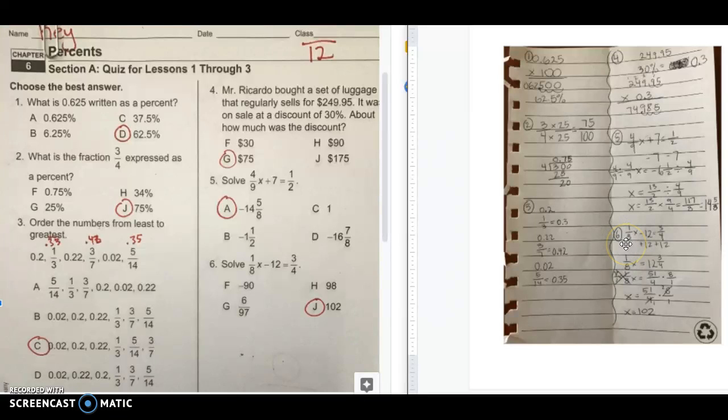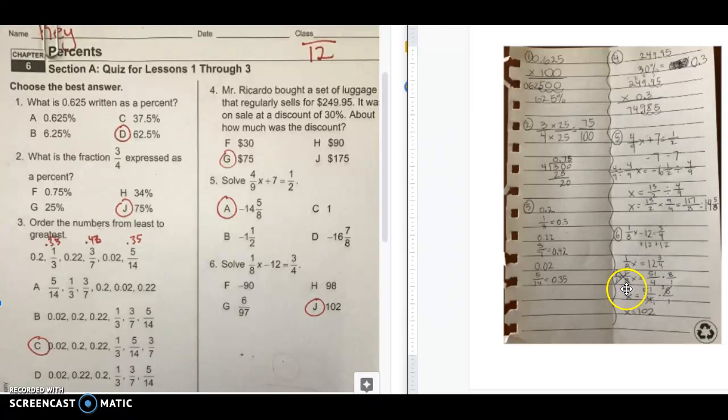Okay, next one is 1/8 x minus 12 equals 3/4. Again, I need to get this x by itself. To do that, I need to get rid of all these other numbers here. So first I'm going to add 12 on this side of the equal sign, and I'm going to add 12 on this side of the equal sign. If I do that, then the 12 cancels out here. That gives me 1/8 times x equals 12 and 3/4. I know that 12 plus 3/4 is 12 and 3/4.